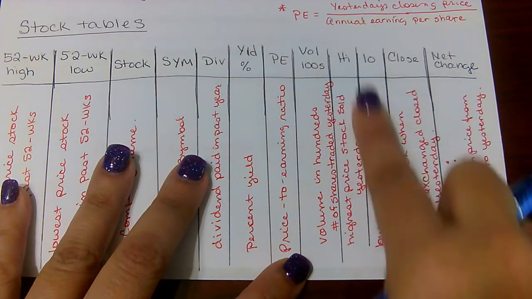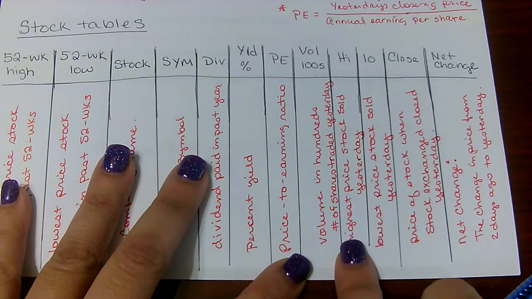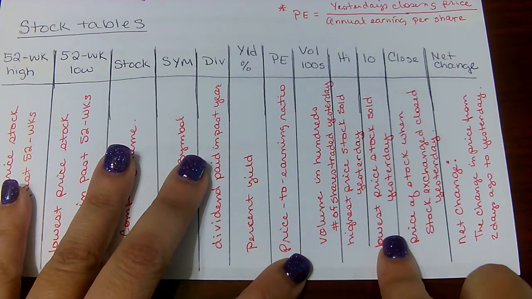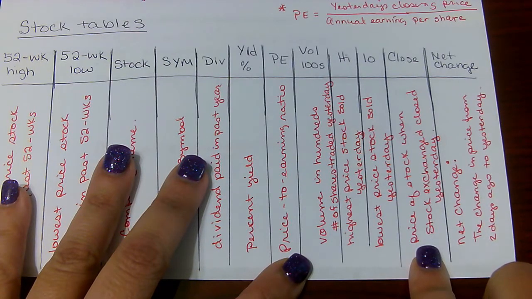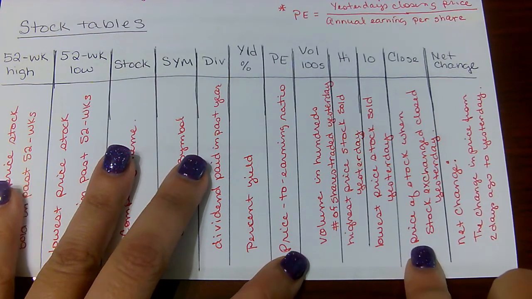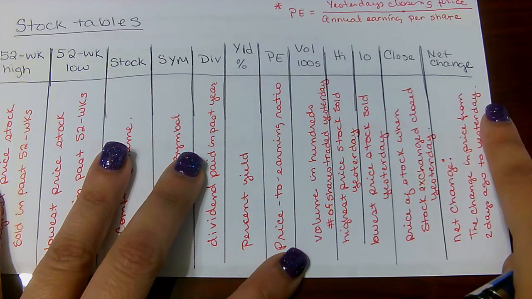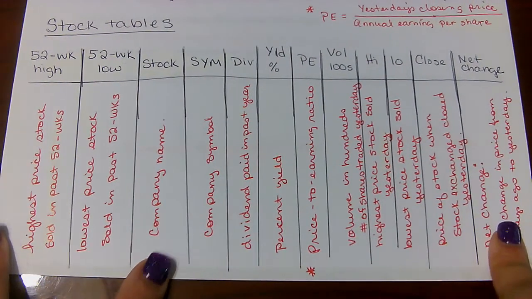Our high is the highest price the stock sold yesterday. The low will be the lowest price the stock sold yesterday. And close is the price of the stock when the stock exchange closed yesterday. The net change is the change in the price from 2 days ago to yesterday. So here it's just telling you how much it's changed.